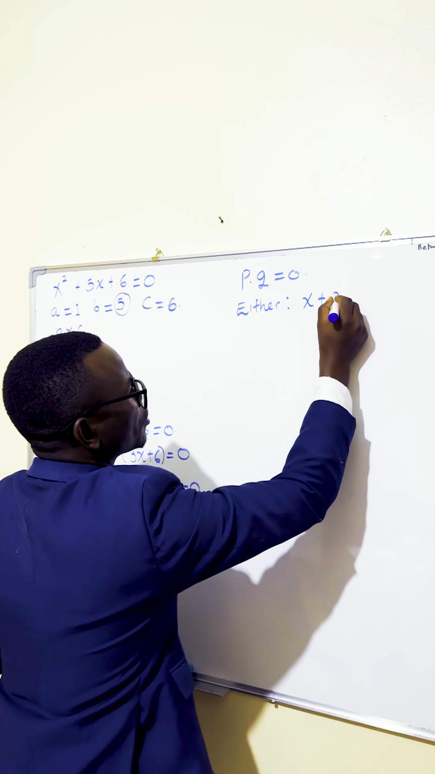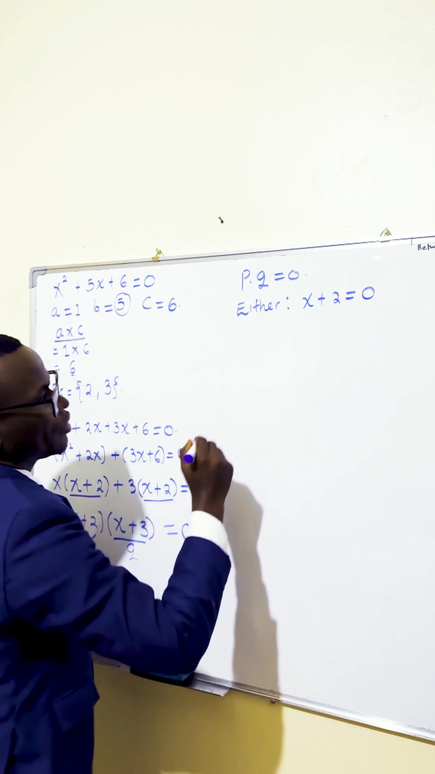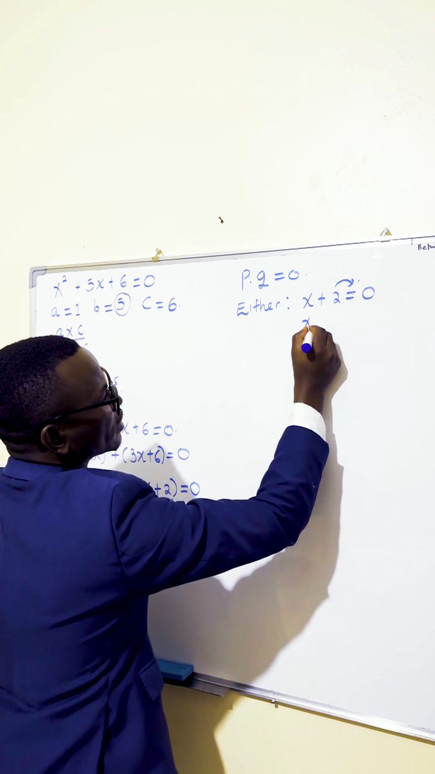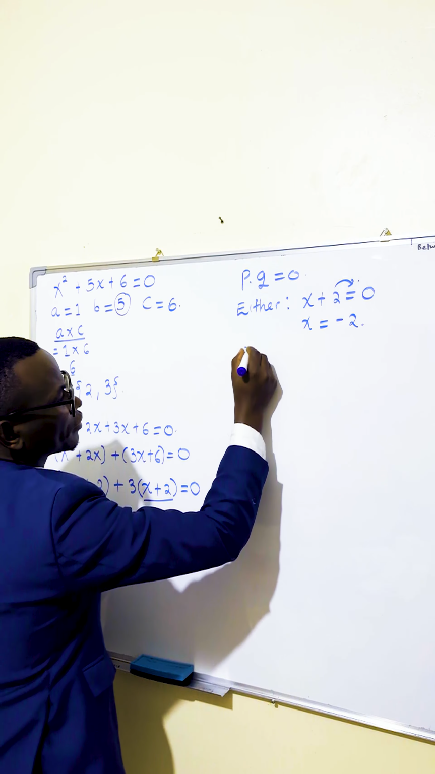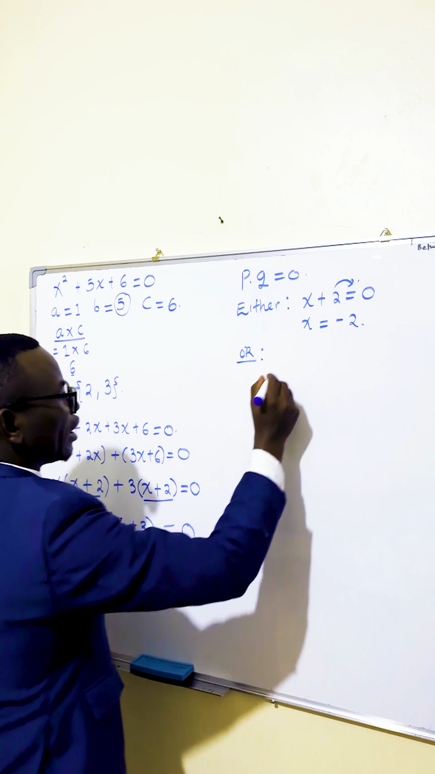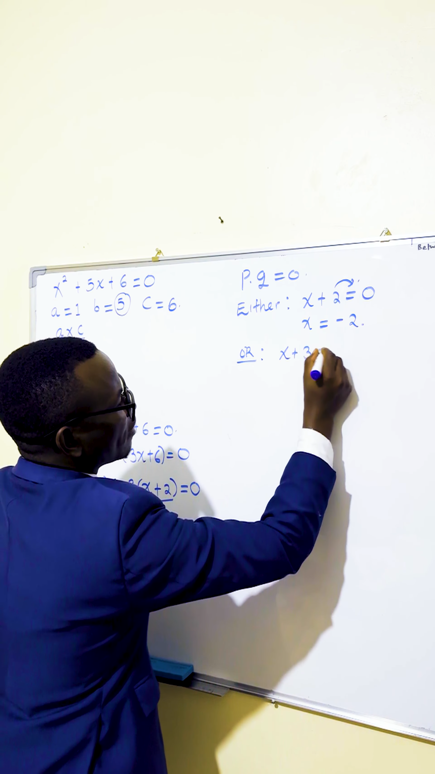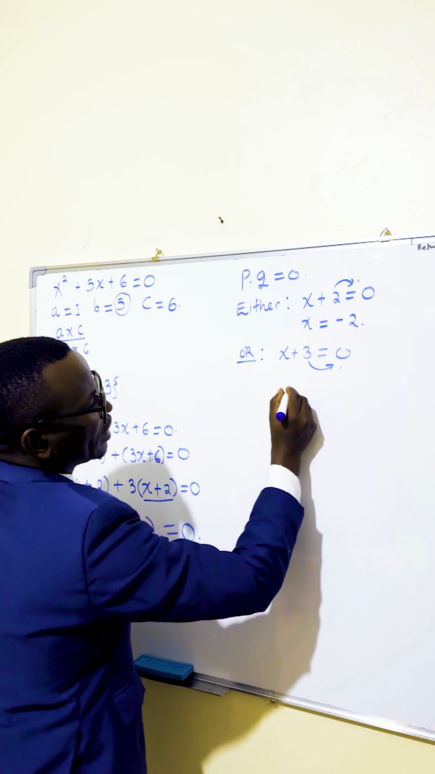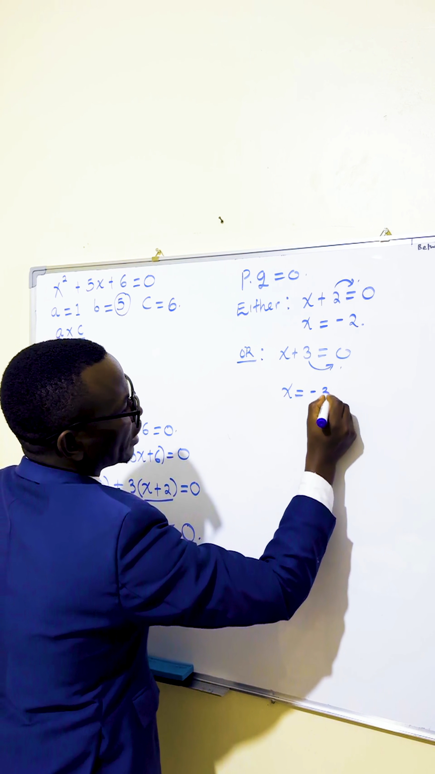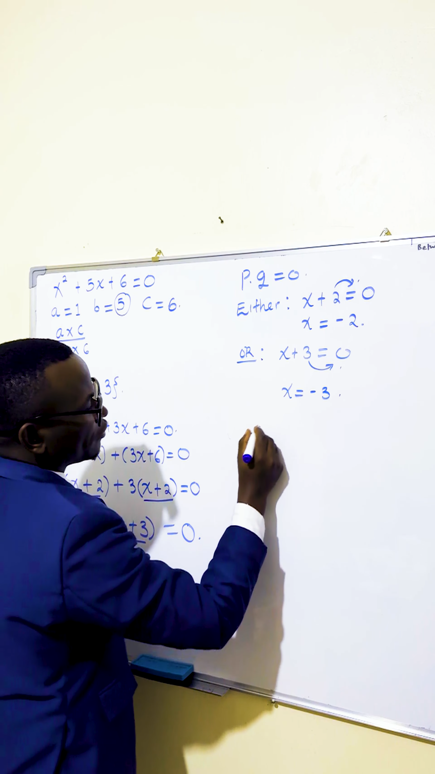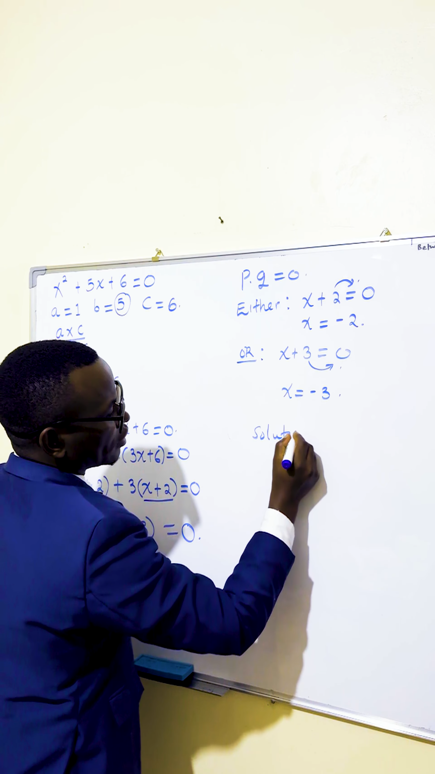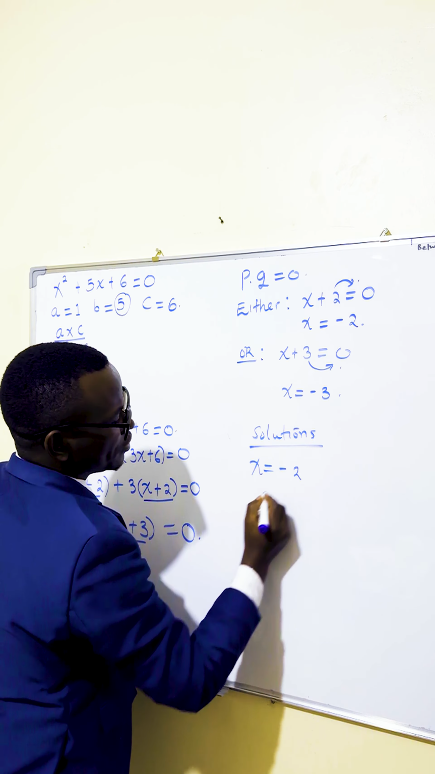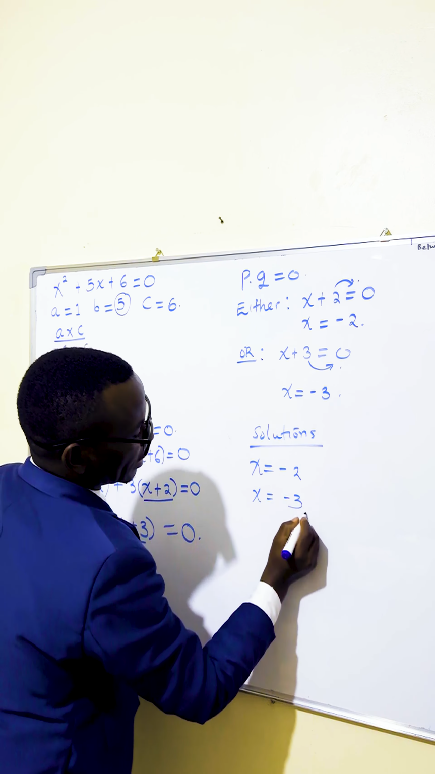So I'm going to say, using the zero product property, either x plus 2, everything is equal to 0, meaning that I'm going to solve for x. So our x value is equal to negative 2. Or x plus 3, everything is equal to 0. So I solve for x, meaning that x is equal to negative 3. So our possible values of x are x is equal to negative 2 and x is equal to negative 3.